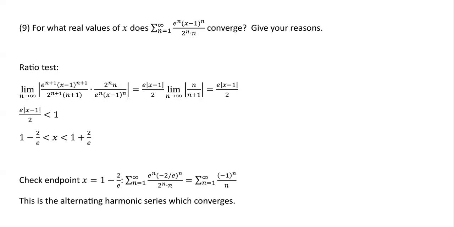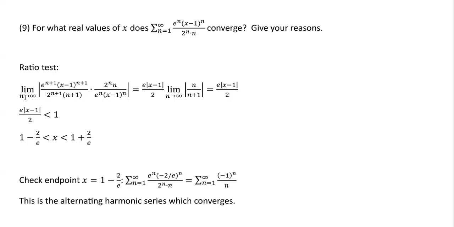Here's another interval of convergence problem. For what real values of x does the summation as n goes from 1 to infinity of e to the n, x minus 1 to the n, over 2 to the n times n converge? Give reasons. So as usual, first do the ratio test to get the radius of convergence, and then we start solving the inequality to get the interval of convergence, and you have to check the endpoints.